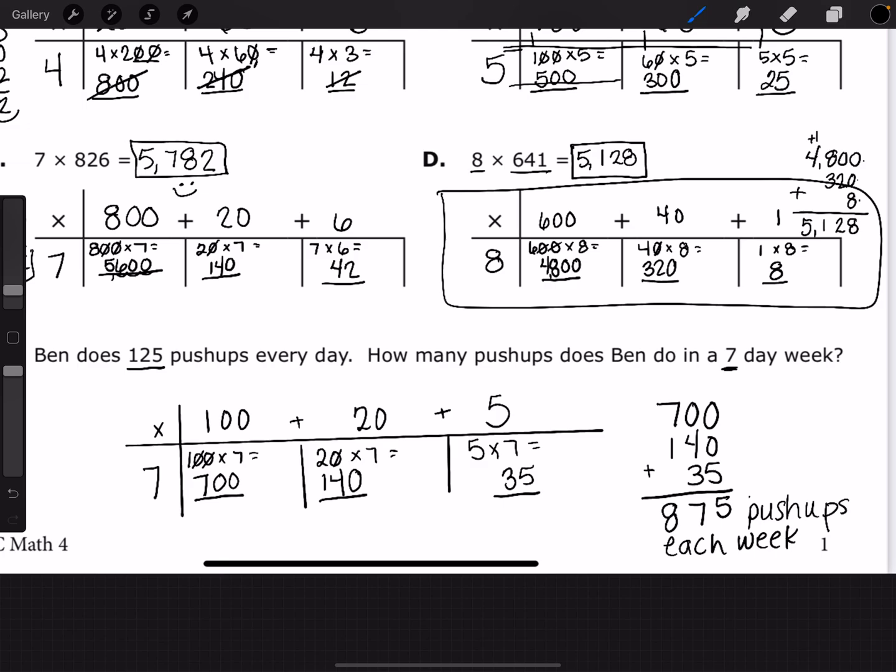Okay, guys. Now on the back side, that is what you're going to do independently. Work it out really well, show your work, and then you can go to quizzes and put in your answers and see if you got them correct.